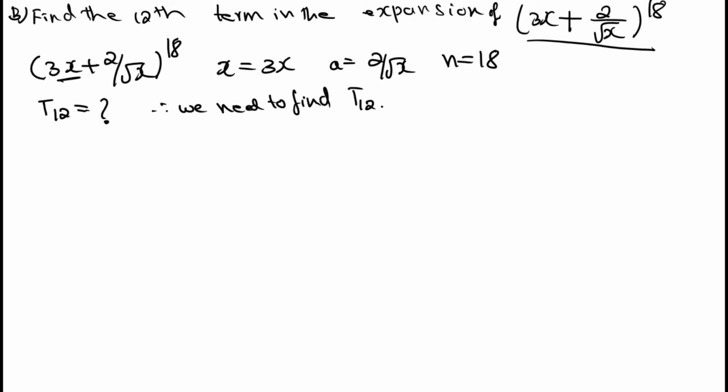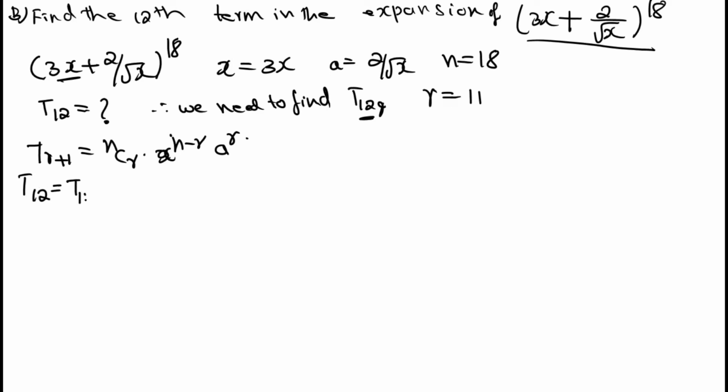Okay, then since we need to find T12, that is 12th term, what is R value? R value is 1 less than the required value. R value equal to 11. Okay, now write the formula. TR plus 1 equal to NCR into x to the power n minus r into a to the power r. Question is T12.